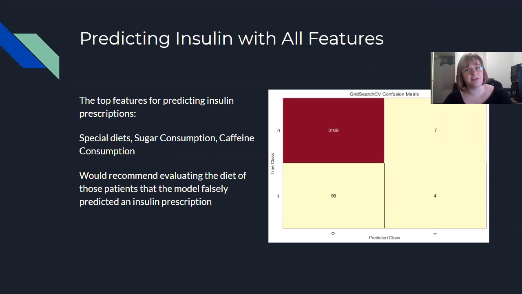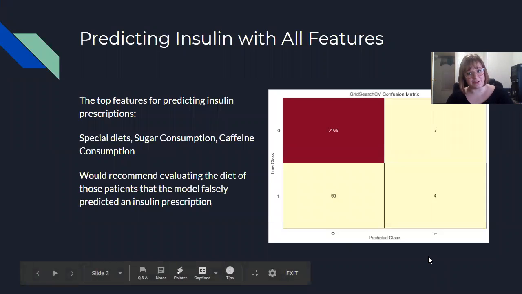And then just another note about caffeine consumption. My assumption there is that it's not really the caffeine that's affecting whether people take insulin. I think it probably has more to do with sugary sodas and coffees and energy drinks. I think that is more likely what is predicting insulin prescriptions there.